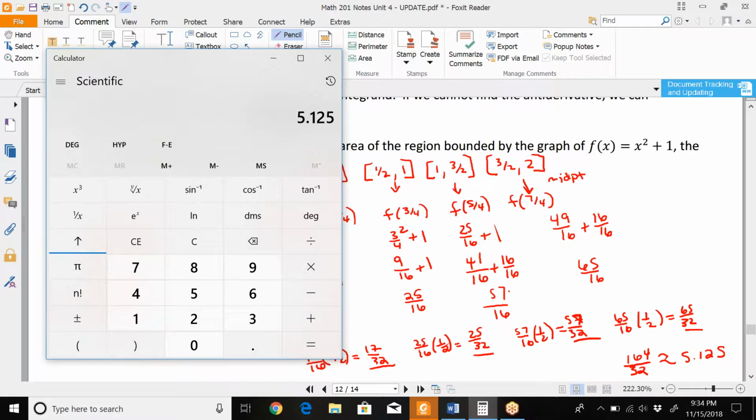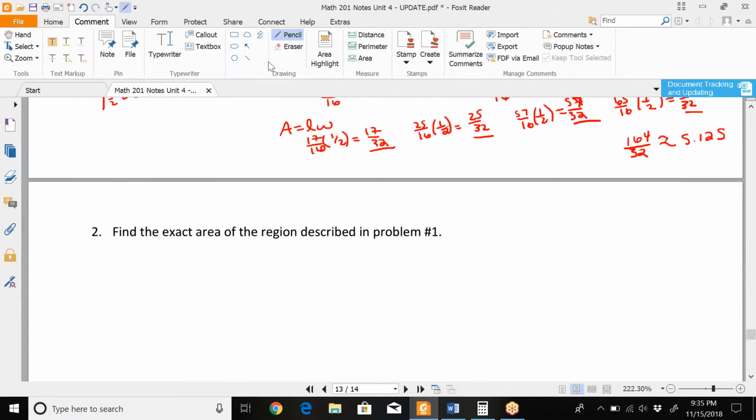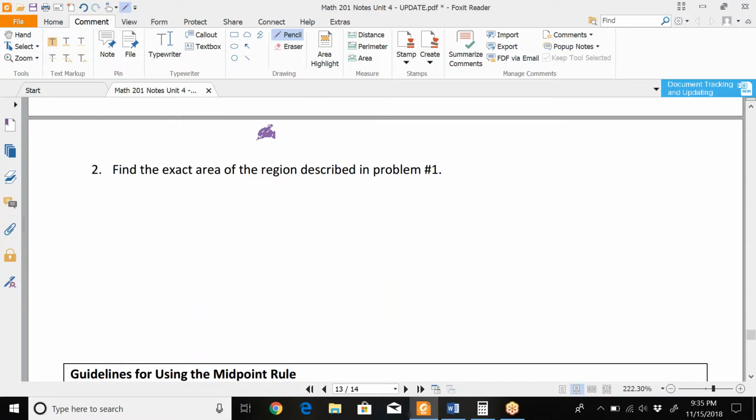So the question is, how good is that? Is that estimate pretty good? So since we already know how to do integration, we're going to show you the exact area of this region using our antiderivative rules. So we were doing the integral from 0 to 2 of x squared plus 1 dx. So we would take the antiderivative of that. So that's going to be x to the third over 3 plus x from 0 to 2.